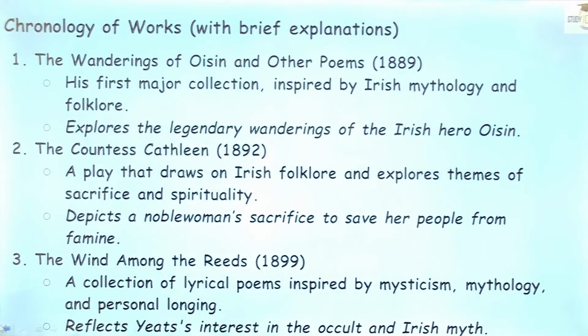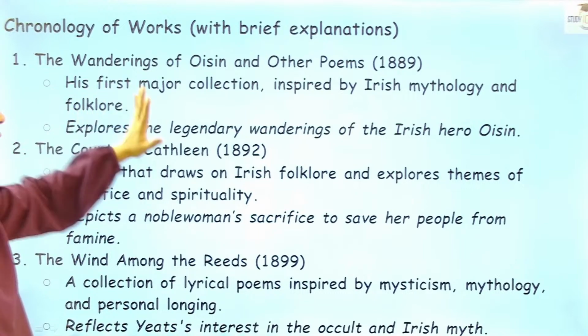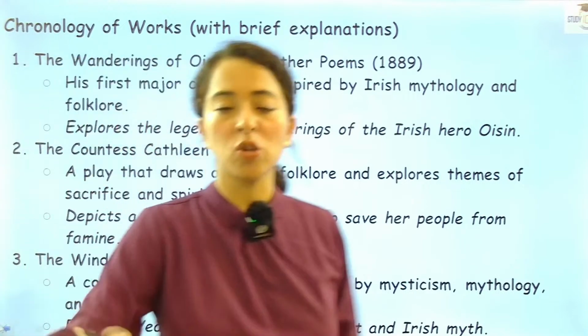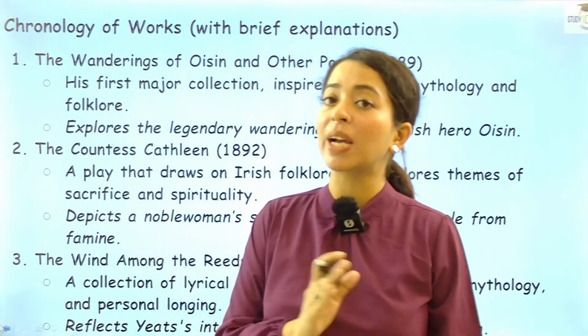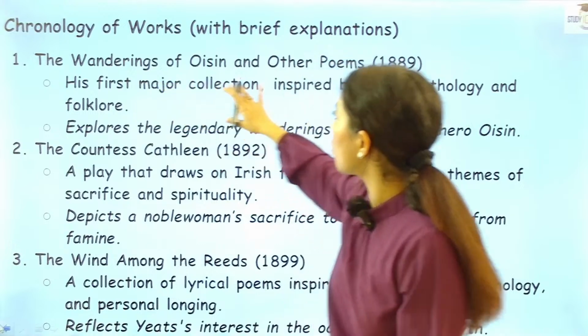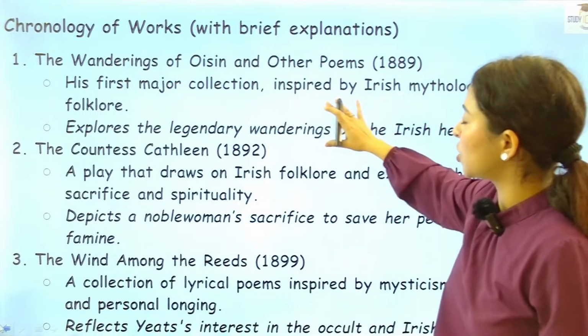Yeah, okay, so इनके chronology, ये works हैं. Those were his basically poems. So right now I'm just talking about the works collection. Poem का collection क्या था? The Wanderings of Oisin and Other Poems, his first major collection.